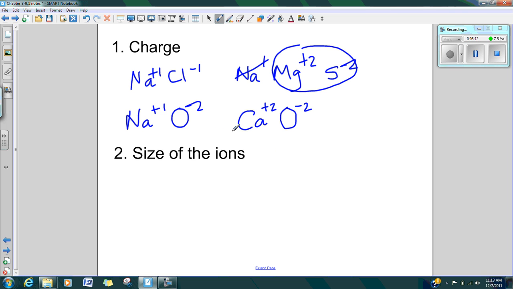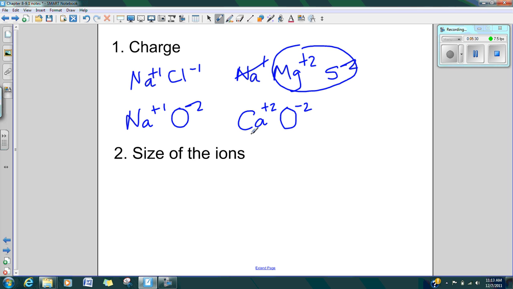Well, which one's going to release more energy? Well, we also have to pay attention to our solubility rules. Sodium oxide is very soluble in water, all right? So if it's pretty soluble, that means it's going to break apart pretty easily, so it probably doesn't take as much energy to hold this bond together.